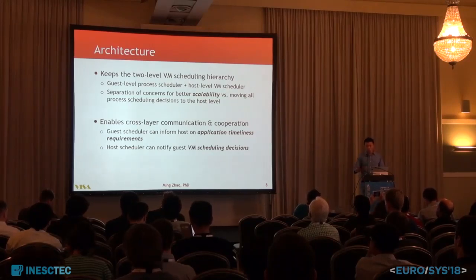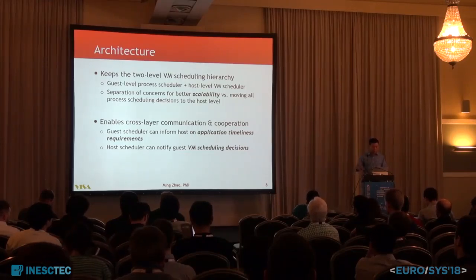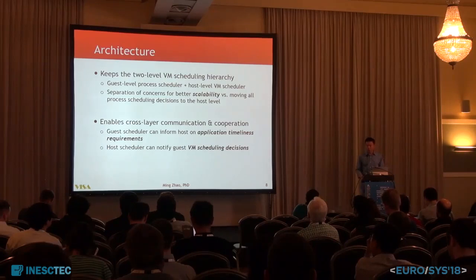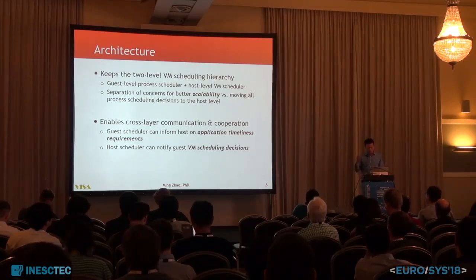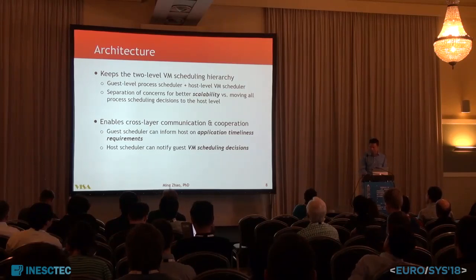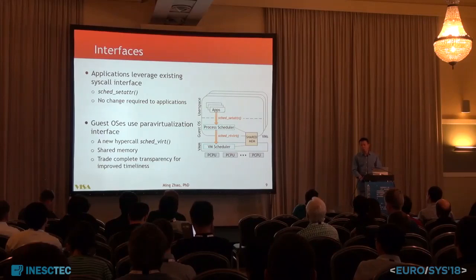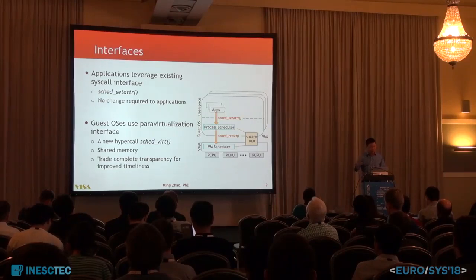But in order to support time-sensitive applications, we want these two levels to cooperate. That's what we mean by cross-layer scheduling. We want to enable cross-layer communication and cooperation on scheduling. More specifically, the guest schedulers can inform the host of application timeliness requirements in terms of bandwidth requirements and deadlines, etc. And the host scheduler can also notify the guest virtual machines of the resource allocation decisions. Now, based on this architecture, let's look at the interfaces that are exposed to the different layers.